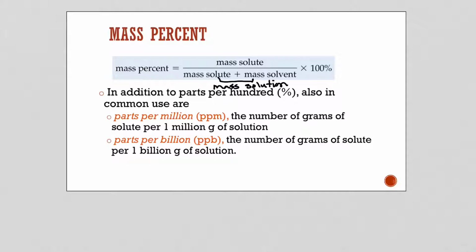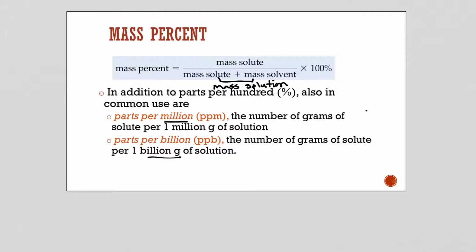Now, while we'll focus on mass percent, there are some other related concentration units that you may be familiar with that are similar to mass percent. And these are things like parts per million or ppm and parts per billion. And these are the same kind of mass per mass unit, but instead of being out of 100 grams, they're out of a much larger number. They're either out of 1,000,000 grams or out of 1,000,000,000 grams. And so, for example, parts per million would be the number of grams of solute per 1,000,000 grams of solution.